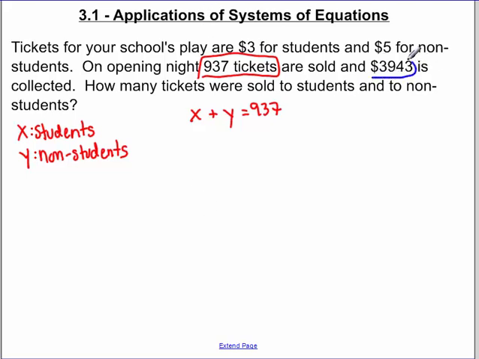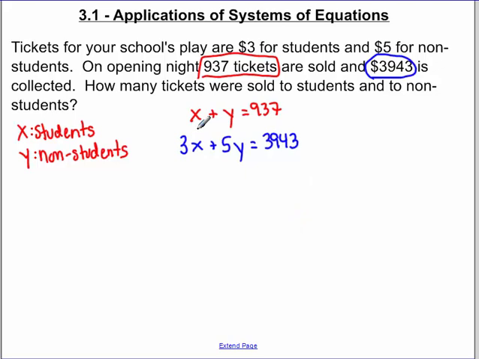Now let's talk about the money we brought in. Okay, how much for a student? $3 times the number of students, $5 times the number of non-students, so 3x plus 5y is going to equal 3,943. Now you have this system of equations.